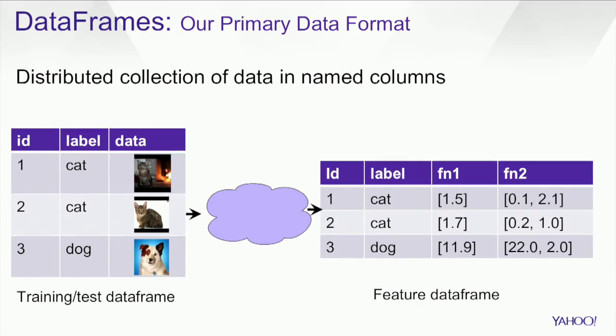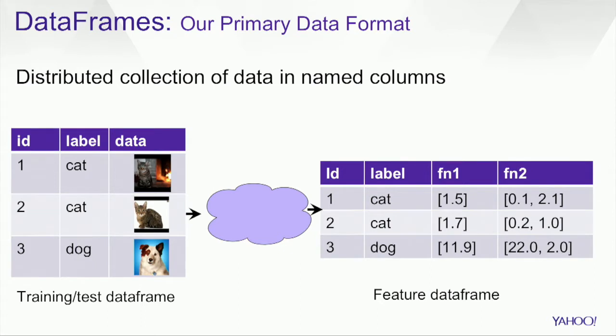So going into details of some of these features, first is DataFrames. DataFrames is our primary data format, which we have supported in CaffeOnSpark from day one. Of course, DataFrame helps organize your data in very nice ways. It's a distributed collection of data in named columns. So you can have images, labels, etc. in DataFrames.